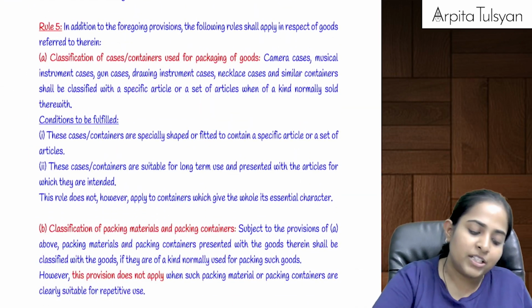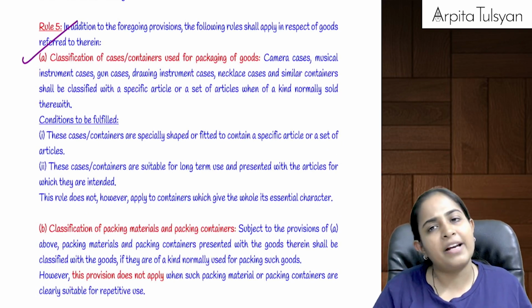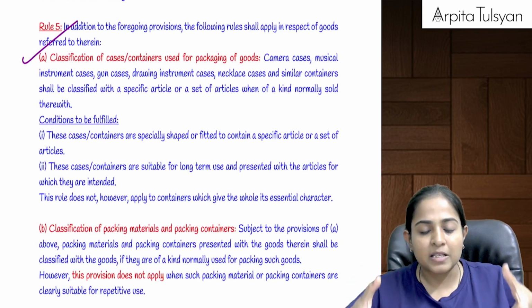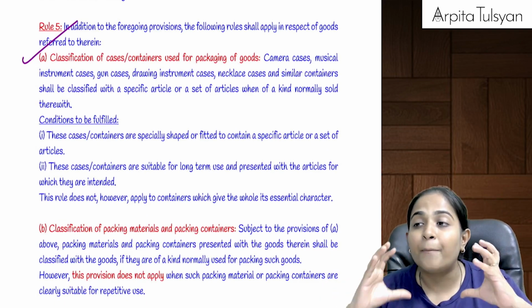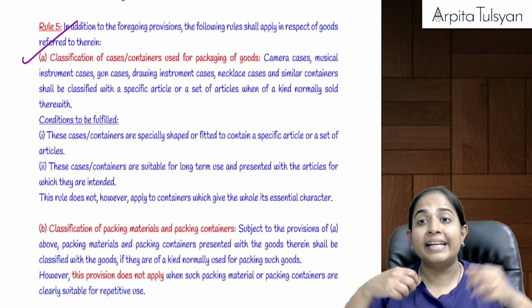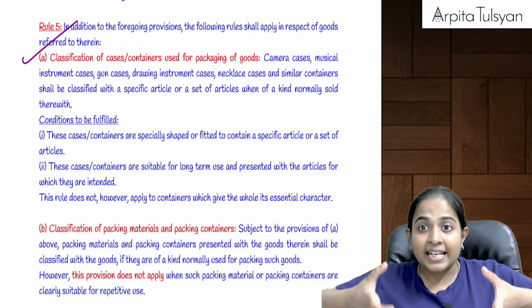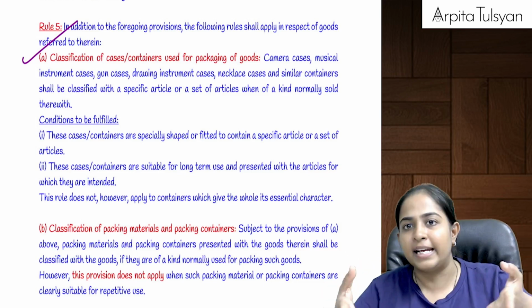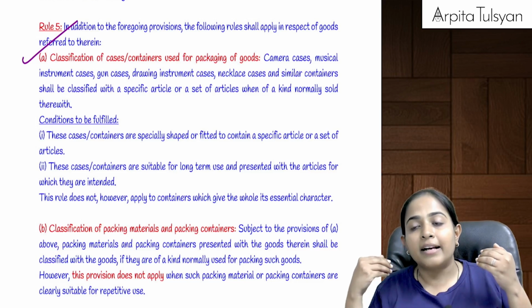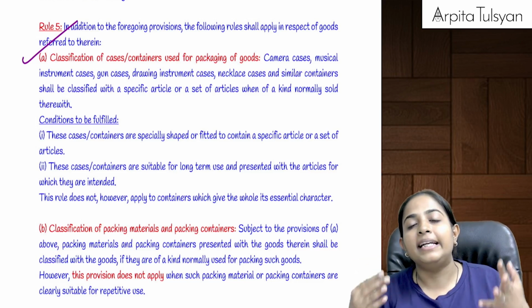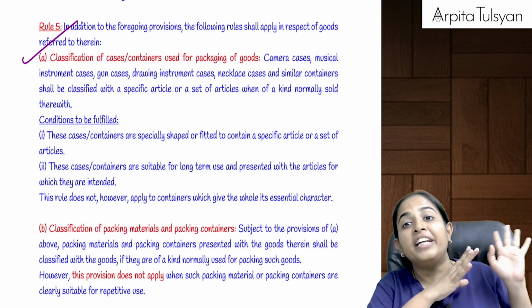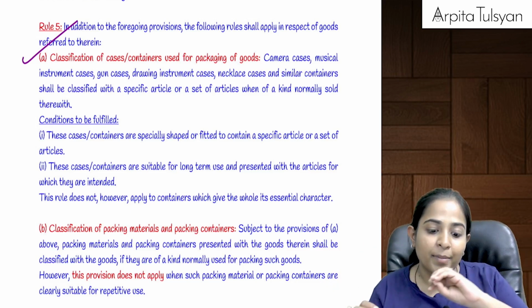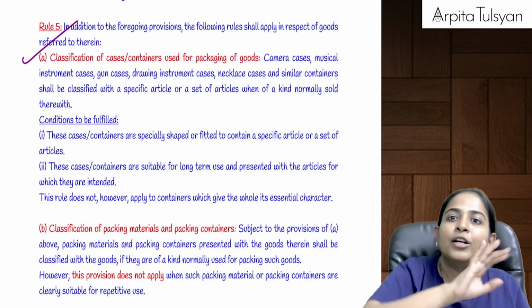Yes, then the next one is rule number 5. Rule number 5 is also very simple. Let's say there is a particular case or container which is made for a particular product only. Example, a guitar case which is used only for guitar. Here the levy of duty on the guitar case will be at the same rate as that of the guitar, because it cannot be used for any other purpose.